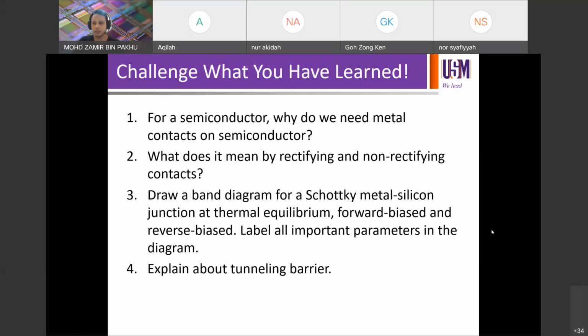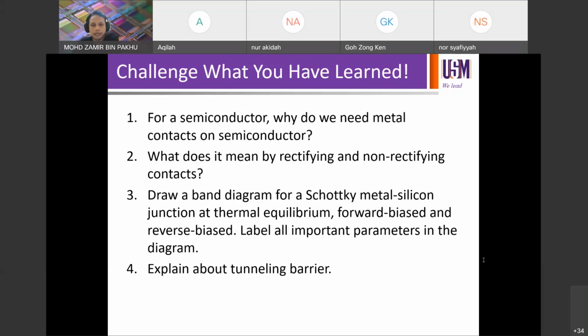It's good. So on the other hand, if you talk about the non-rectifying, we're talking about the ohmic contact, right? Allows bidirectional current flow. So draw a band diagram. We cannot draw this now. Okay, make sure you know how to draw this. Kalau you tak practice, then the chances are you don't know how to draw. Okay, try to practice drawing the band diagram for the junction under thermal equilibrium, forward bias, reverse bias, and label all the important parameters at the same time.